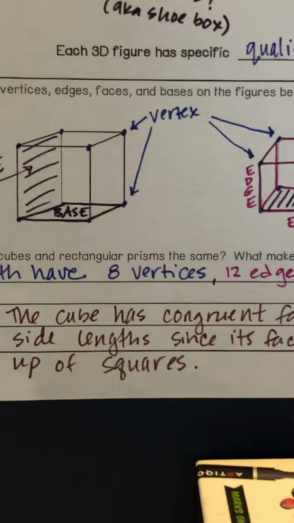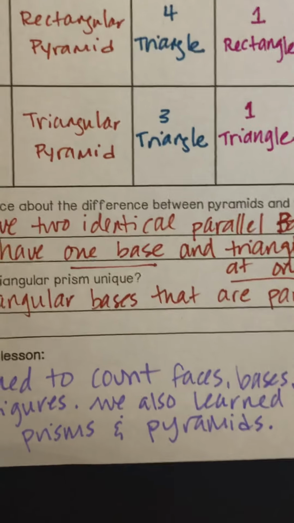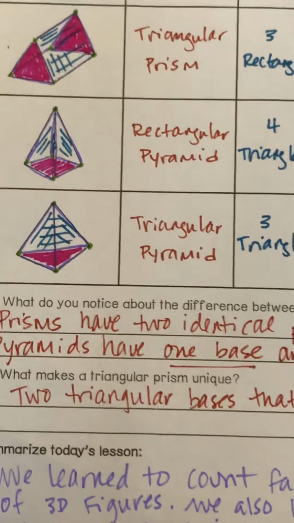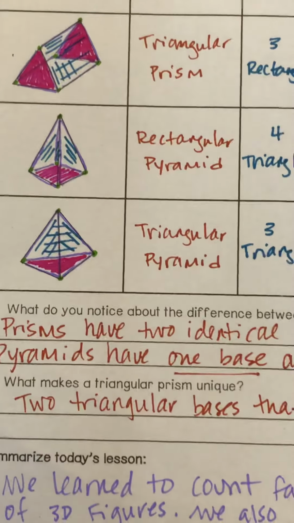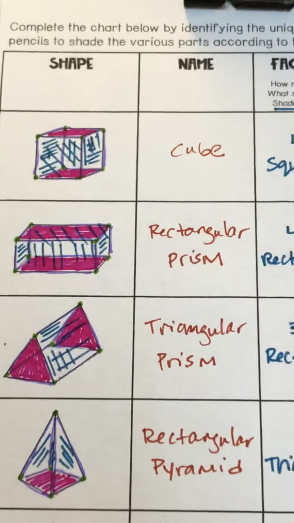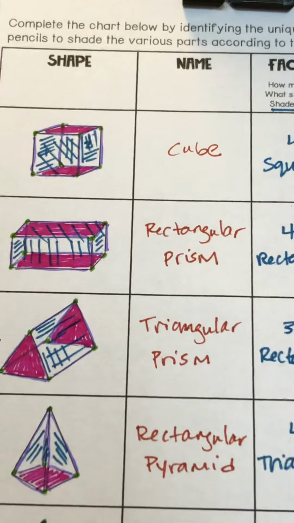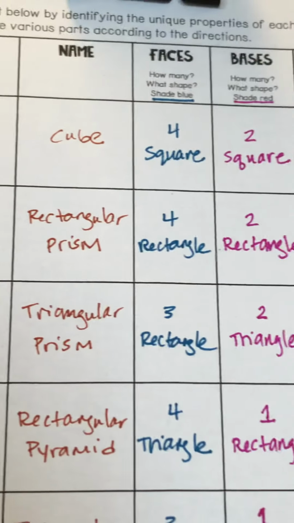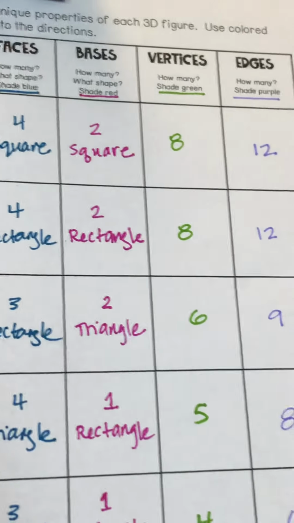All right, so if you printed this, you're gonna have a really nice grid to fill in. If you were not able to print it, no big deal. Just try to draw yourself out some of these shapes. So up at the top, let me adjust this real quick. Up at the top, it tells us the shape, or shows us the shape, asks for the name, the faces, the bases, the vertices, and the edges.